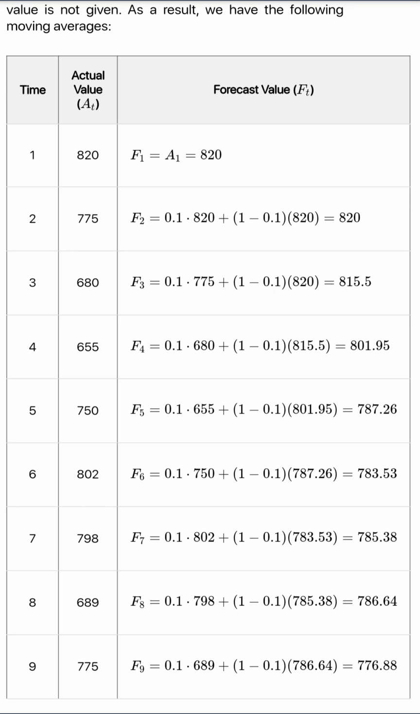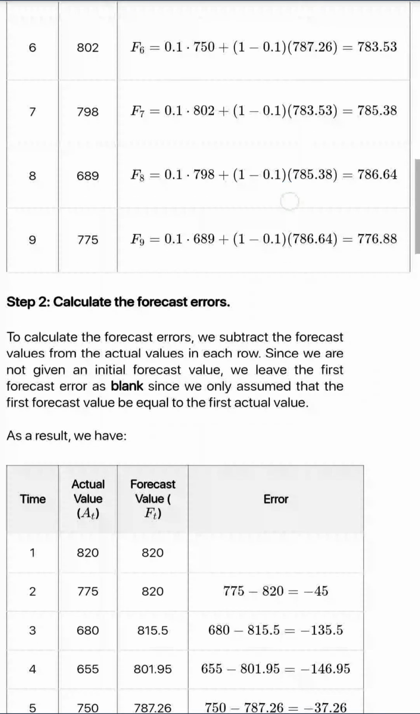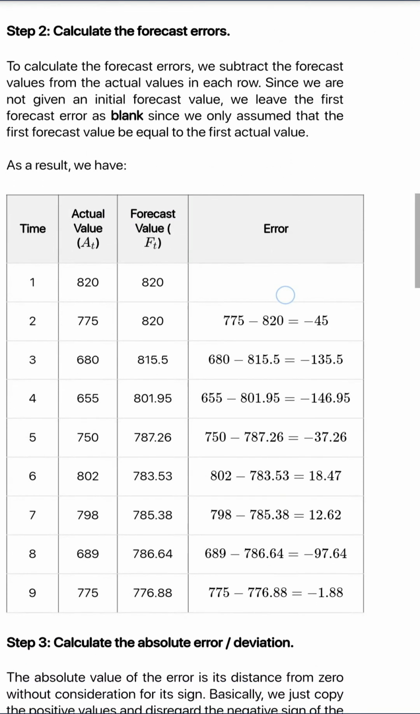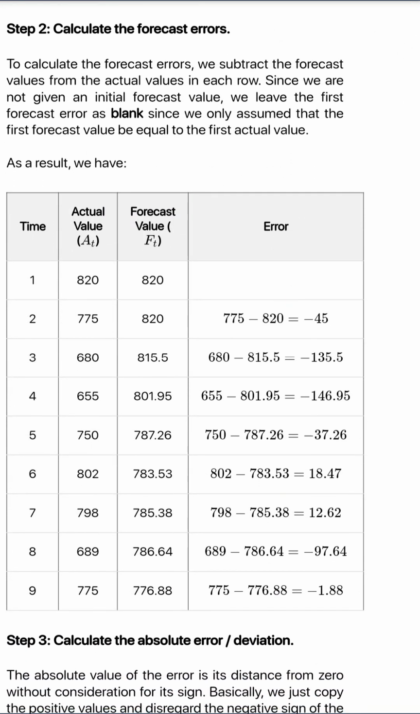Remember the input box that we left as blank a while ago? We can observe its effect in the first row of this table. Notice that the first forecast value is equal to the first actual demand value. Moving on to step 2, we calculate the forecast errors. Here, we subtract each of the forecast values from the actual values in each row.